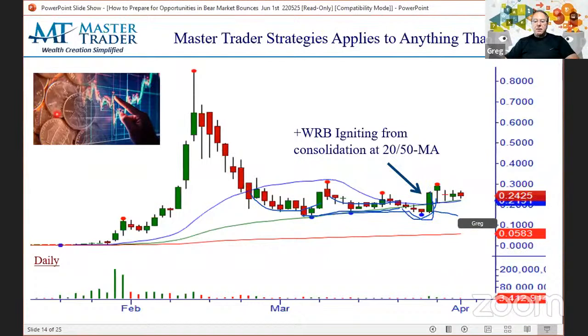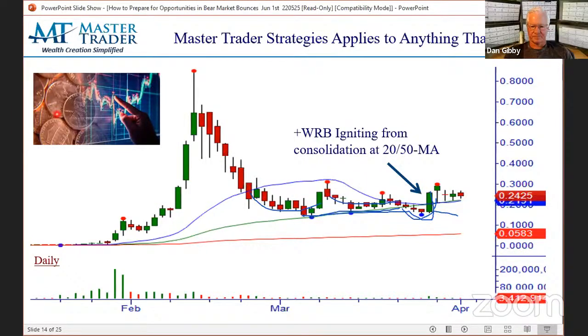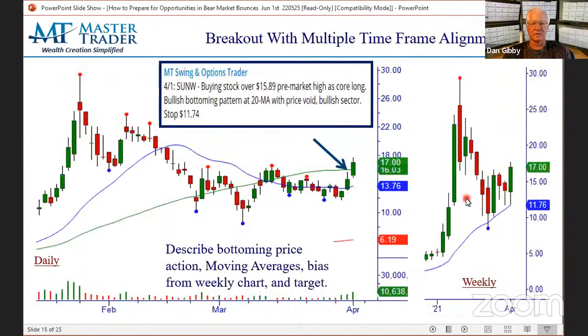That's a powerful turn. Right, right. And look at the price of the stock. It's a penny stock, 24 cents. And so our approach is the same. It doesn't matter. Put tape over the price. That's a very bullish turn right there, as you said.